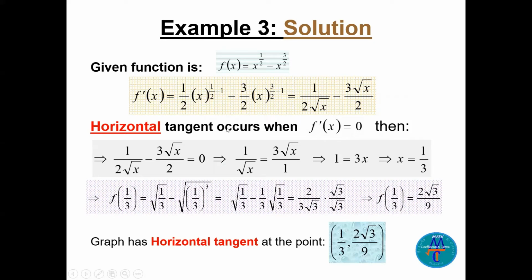Now, a horizontal tangent occurs when the derivative is equal to 0. So we put all this derivative here equal to 0. So now we have an equation.